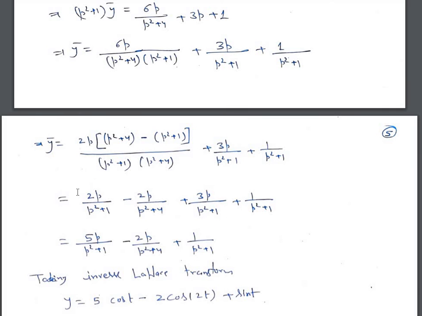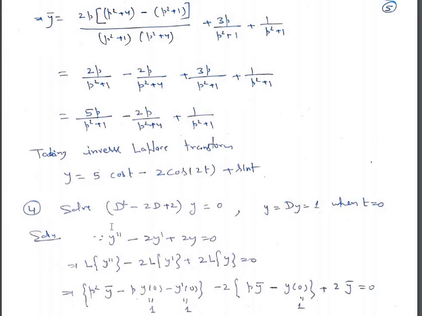Now you separate these two terms, so we have y bar is equal to 2p upon p square plus 1 minus 2p upon p square plus 4 plus 3p upon p square plus 1 plus 1 upon p square plus 1, which can be written as, combine these two terms, we have 5p upon p square plus 1 minus 2p upon p square plus 4 plus 1 upon p square plus 1. And now take the inverse Laplace transform. We have y is equal to 5 cos t minus 2 cos 2t plus sine t.